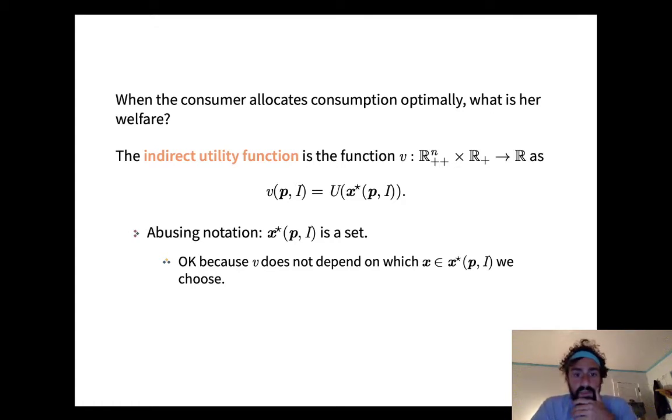Now this is a slight abuse of notation because remember x* is actually a set. It's possibly many different bundles that all are optimal, but since they're all optimal, they all yield the same utility, right? If one thing in x* was better than another thing in x*, the other thing couldn't possibly be optimal because there was something better than it. So everything in x* definitionally provides you with the same utility, and therefore, despite this being slightly bad notation, V is well defined. So V is the utility of any of the elements of x*.